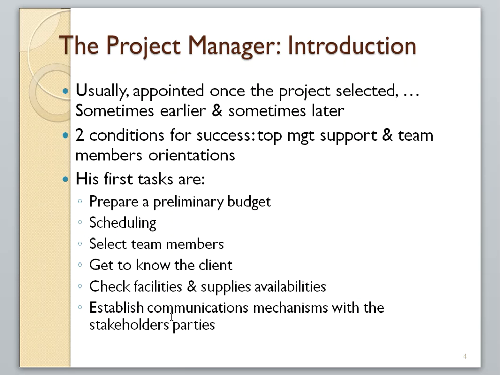This story starts with a project that a company would like to launch, and the first thing they think about is to find somebody who has project management skills, leadership skills, and is able to come up with a plan. That's the person whom we call in our chapter the project manager. So he or she is appointed, and we ask him or her to do these things in the very beginning, even before we say yes, go for the project. So he or she prepares a budget, provides schedules for the activities, selects team members, and then approaches and gets to know the client, checks facilities and supplies available for the project, and establishes communication mechanisms with stakeholders.